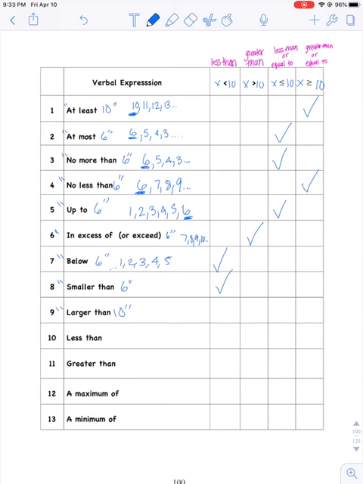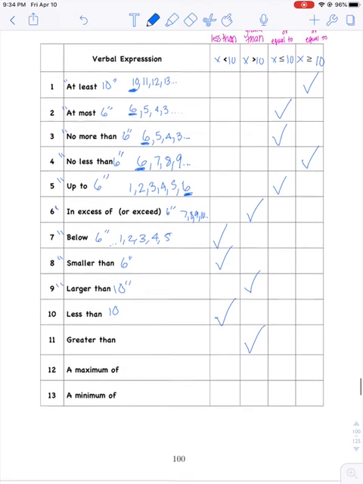How about larger than 10? So larger than 10, I don't think it could be 10. So that eliminates these two because those would be the ones that would be equal to 10. But I think it could be this one. All the ones that are greater than 10. It can't be less than 10. Less than 10. Well, hopefully you've realized less than 10 must mean less than. And greater than must mean greater than.